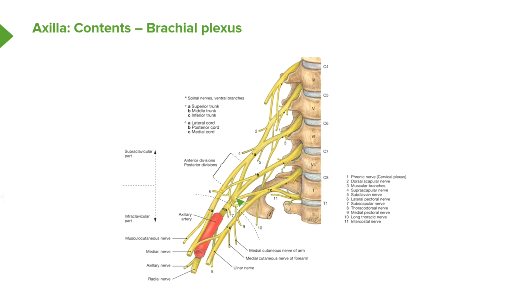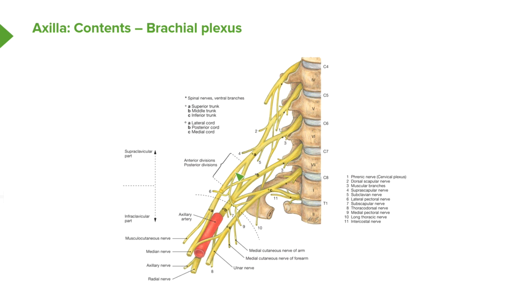So all 3 posterior divisions from the superior, middle, and inferior trunks join. The anterior divisions of the superior and middle trunk join, and the anterior division we can see here runs down without running towards anything. It doesn't attach to other anterior divisions from the various trunks. That stays on its own.